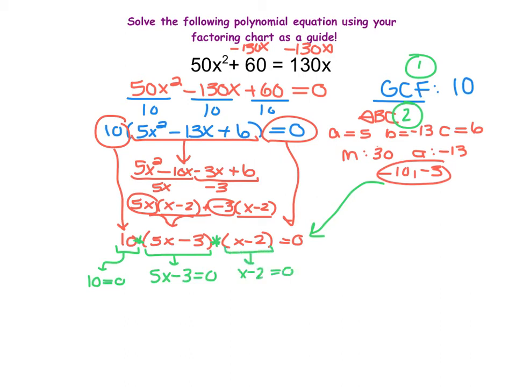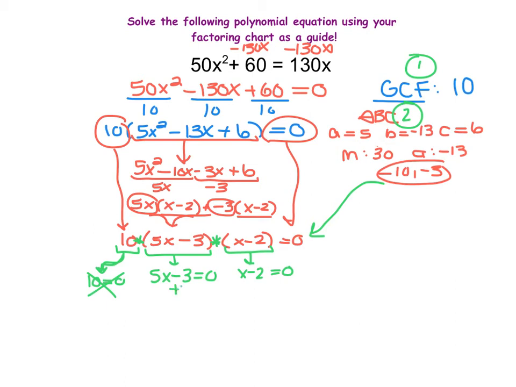So if I look at this first one, I notice that it does not contain an x at all. It just says 10 equals 0. Well, there's no value for x that will make that true because there's no x in that little mini equation. So this one isn't going to help me find a potential value for x.